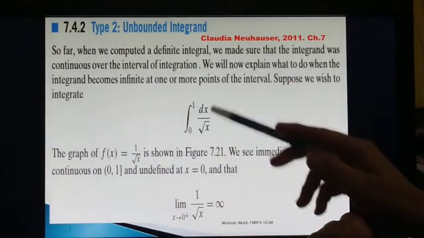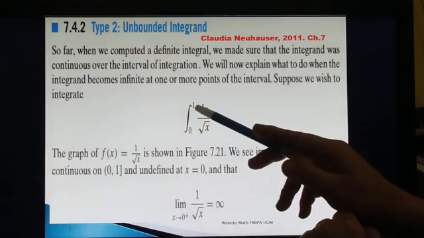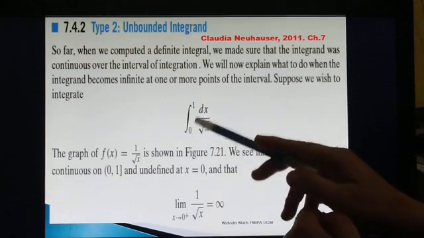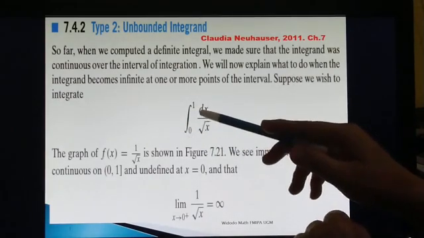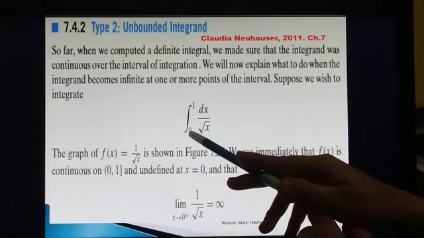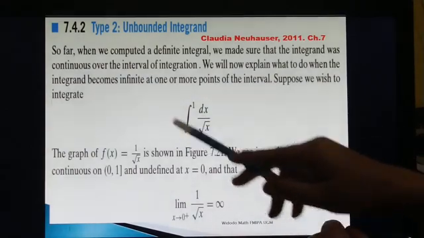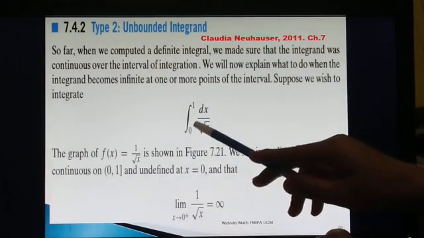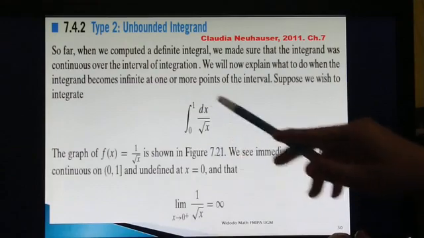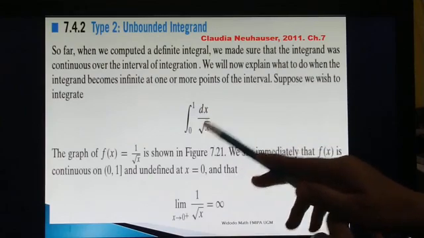For instance, by using an example, what about the integral of 1 over the square root of x from 0 until 1? The interval itself from 0 until 1 is not unbounded, that means it is bounded. But the integrand 1 divided by the square root of x is unbounded near 0. Why? Because 1 divided by 0 is infinite. So even though the interval is bounded, the function is unbounded at 0. This is also called an improper integral with a bounded interval but an unbounded function.